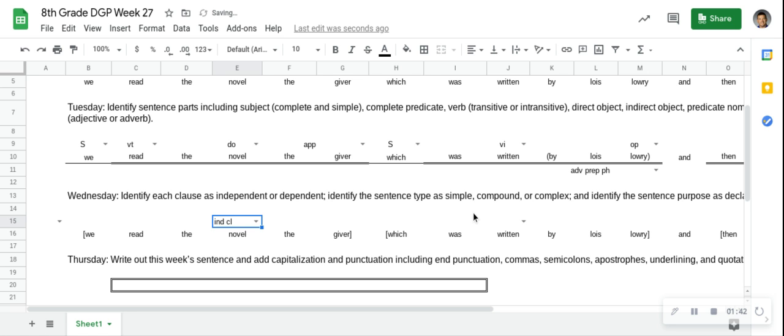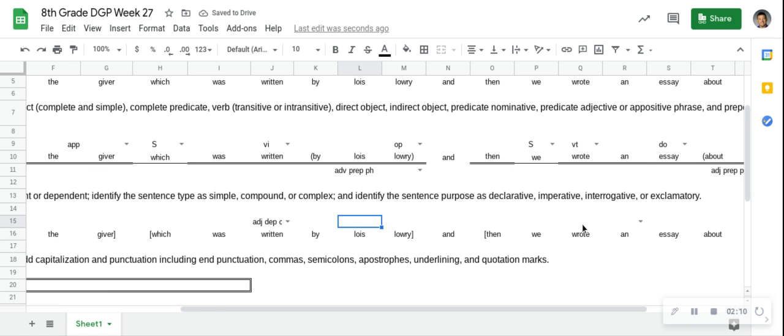Okay. Now, which was written by Lois Lowry. Okay. First off, relative pronoun should give you an idea that there is a dependent clause here. Okay, that's literally what the relative pronoun is doing. It's relating one clause to the next. All right, so we're talking about the novel, which was written by Lois Lowry. So it's an adjective dependent clause.